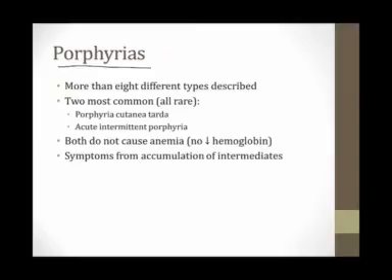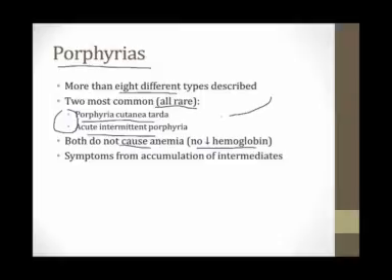The porphyrias are a group of disorders. More than 8 of them have been described. The 2 most common, keeping in mind they're all very rare, are porphyria cutanea tarda and acute intermittent porphyria. Both of these disorders, which we'll talk about in this module today, do not cause anemia. There's no significant drop in the hemoglobin concentration. They're sometimes referred to as hepatic porphyrias because they primarily affect heme synthesis in the liver, and the symptoms from these disorders all come from accumulation of intermediates, not from a drop in the hemoglobin level.